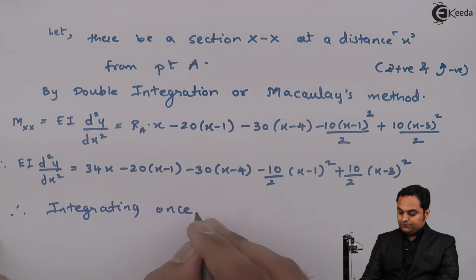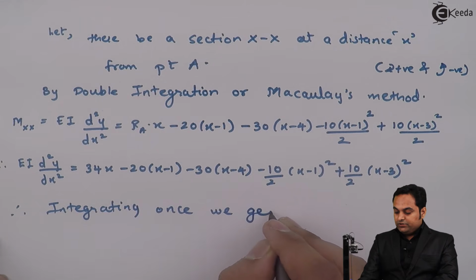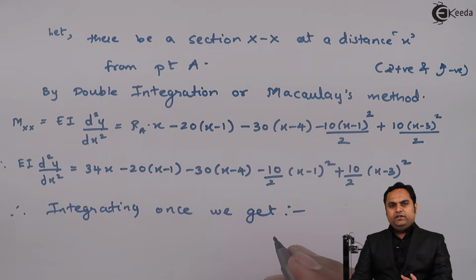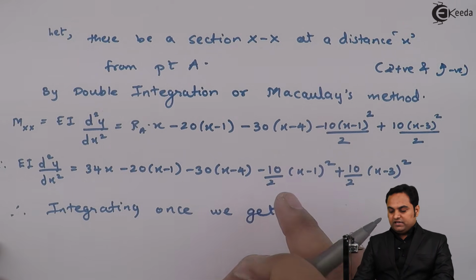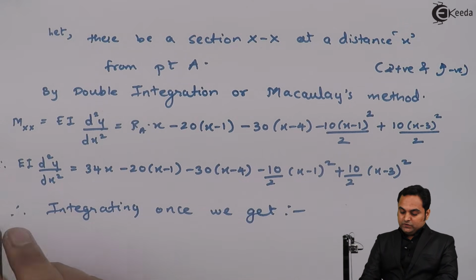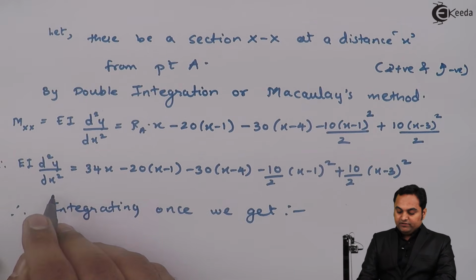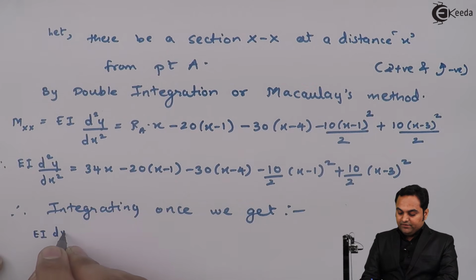Once, we get, because it is the double integration method, so we have to go on integrating it. We will integrate it twice. So first I am integrating it for the first time. So EI will remain as it is, because it is constant. D square y by dx square, that will be dy by dx.